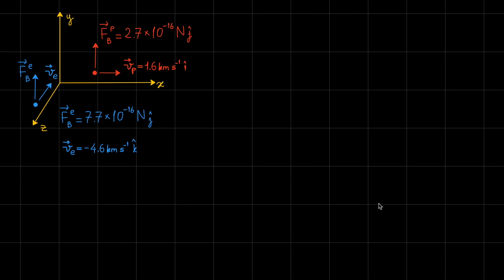So then again, the force acting on the proton tells us about the z component of the unknown magnetic field, and it points in the negative z direction. And the force acting on the electron tells us about the x component of the unknown magnetic field, and this one is in the positive x direction.